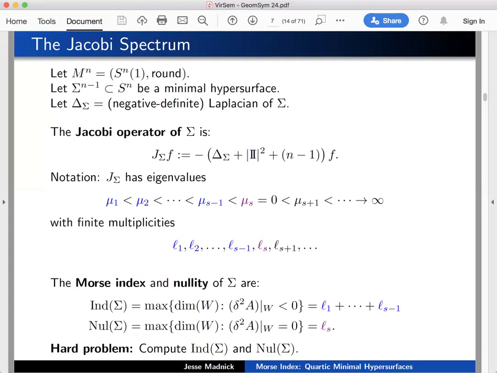So for that reason, the best we can generally do, as geometric analysts, is to prove estimates. And this is a big industry. Geometric analysts like to establish estimates that relate the index and the nullity to, for example, the curvature, the topology, the area, these sorts of things. But today we're going to be interested in attempting at least to compute the index and the nullity explicitly for some highly symmetric minimal hypersurfaces.